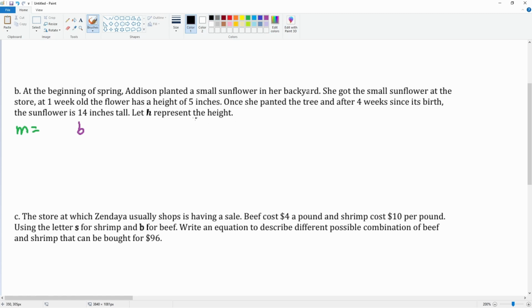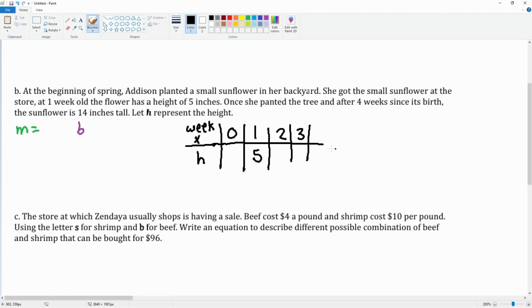To get a good visual, let's set up a chart. So here we have weeks, which can be the letter x, and then h, which is just the height. Okay. We don't know what it is at 0 weeks. We know at 1 week it is 5. We don't know it at 2. We don't know at 3. We know it at 4. 4 is at what? 14. Right?